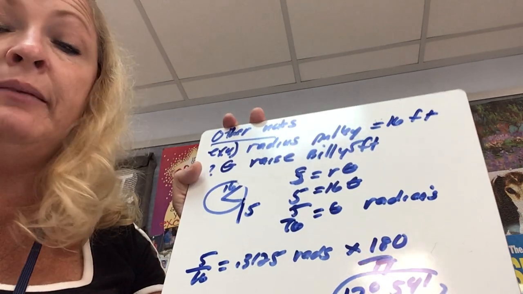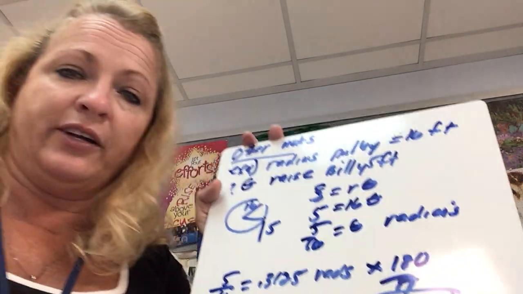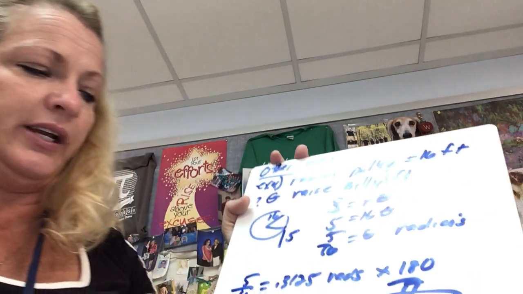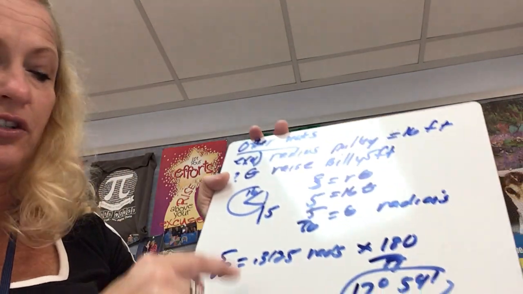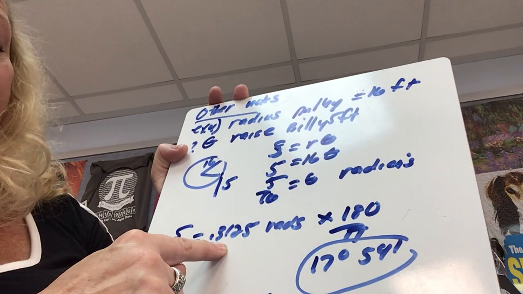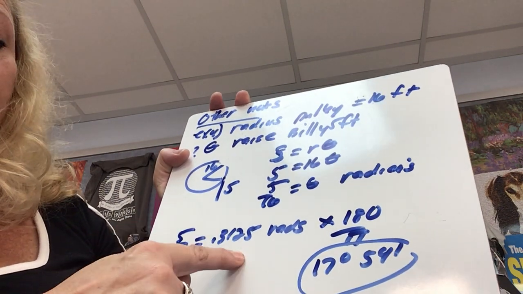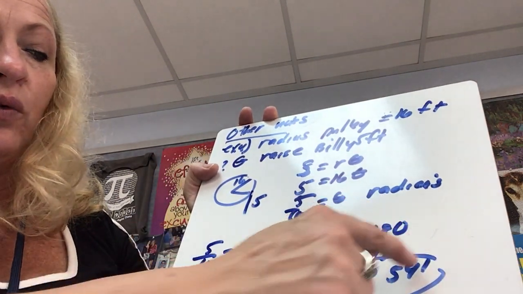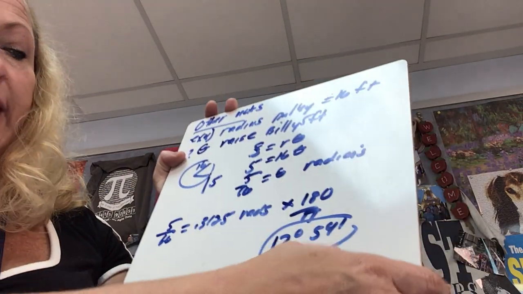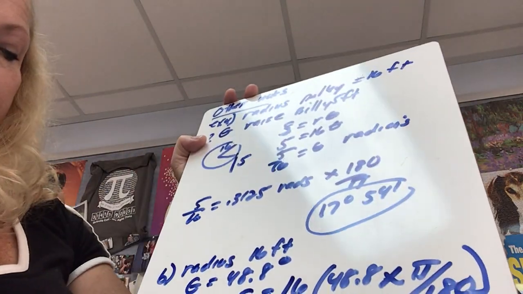Now, that's fine. That's in radians, but for practical purposes, we should put this in degrees. So how am I going to put that in degrees? Well, I took 5 divided by 16 and got 0.3125. Now, to change that to degrees, I multiply by 180 over pi, and we would get close to 18 degrees. Okay, let's take a look at B.